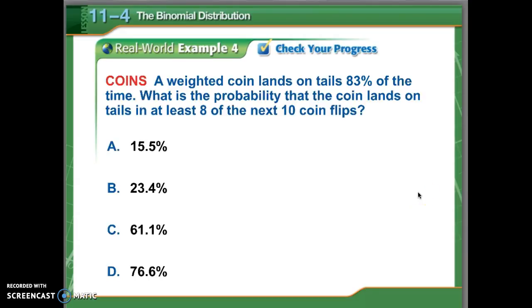Let's look at a check your progress problem for example 4. This one is about coins. Go ahead and pause the video, read through the example, and when you have your answer, go on to the next slide.